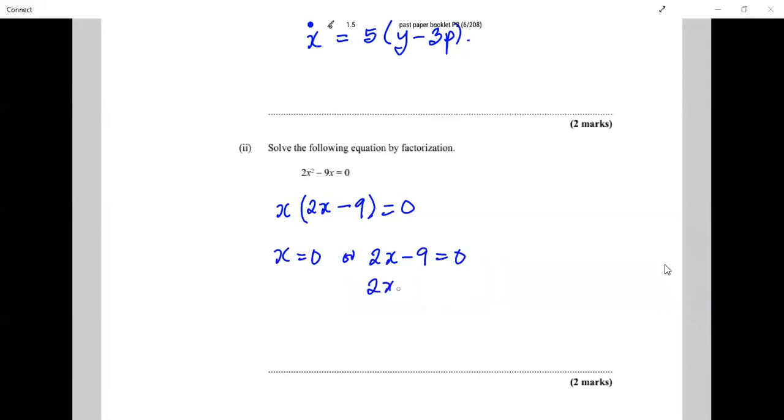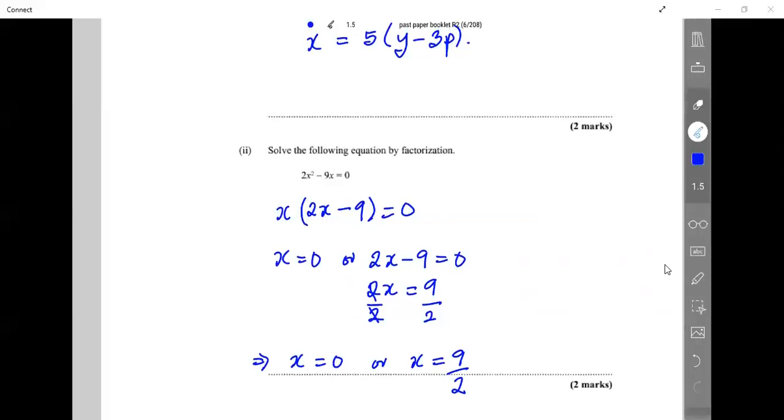So I have 2x is equal to 9. Then I'm going to divide both sides by 2. So therefore, x is equal to 0, or x is equal to 9 over 2. Ladies and gentlemen, whenever you solve a quadratic equation, you must get two answers. All right, let's move on to the next part of the question.